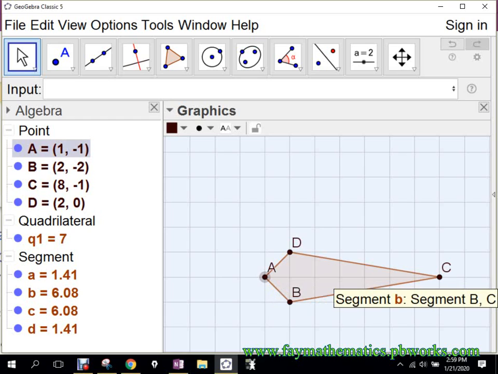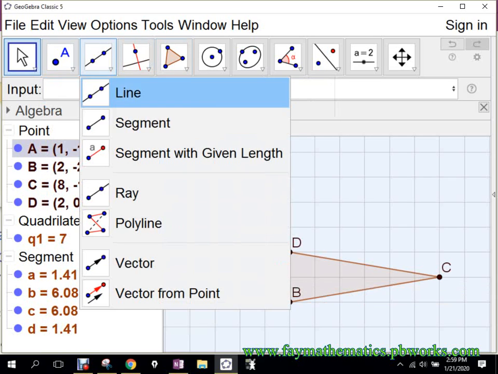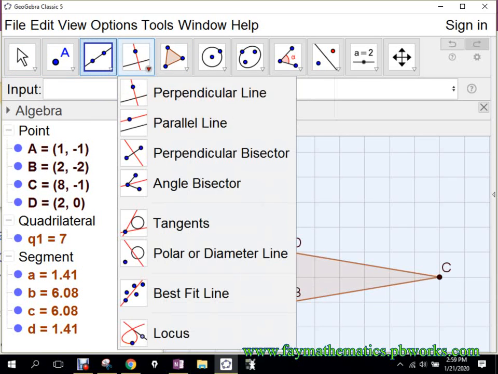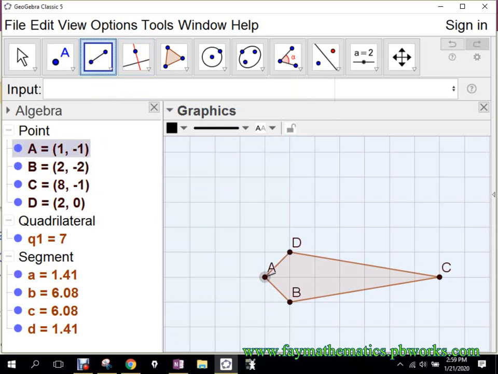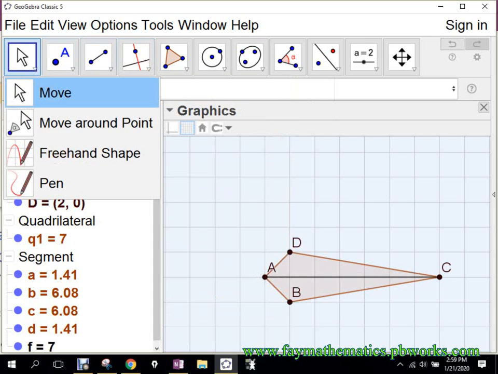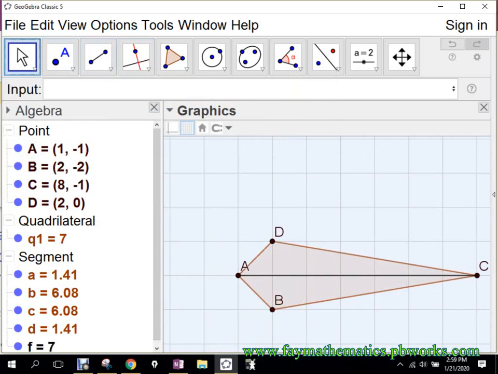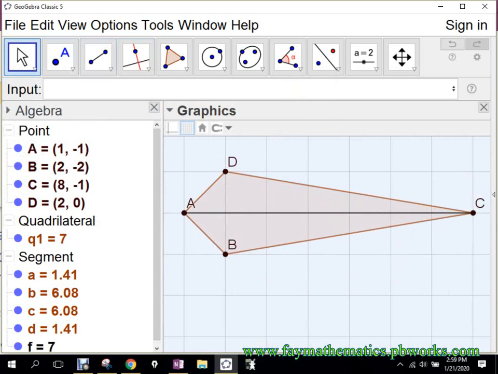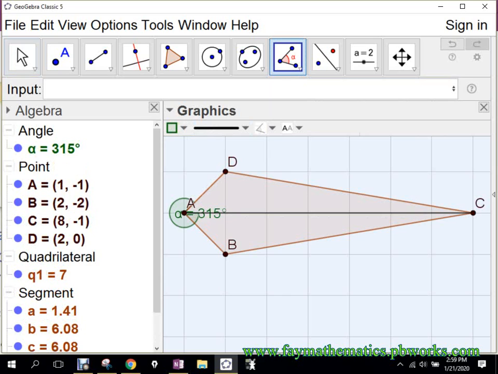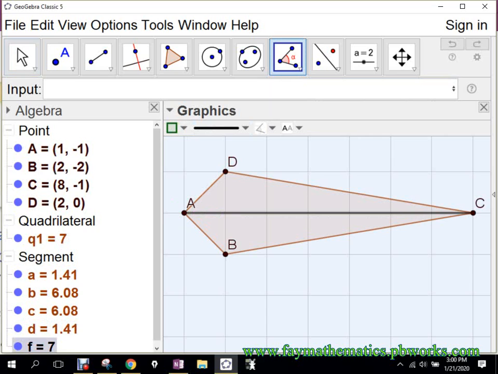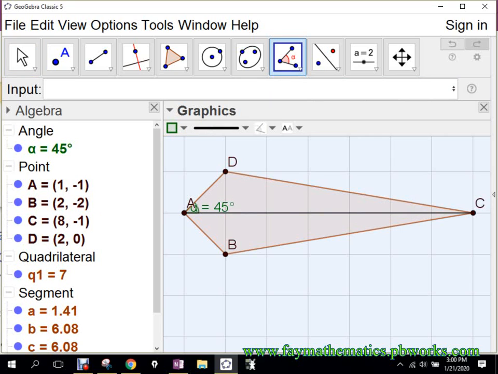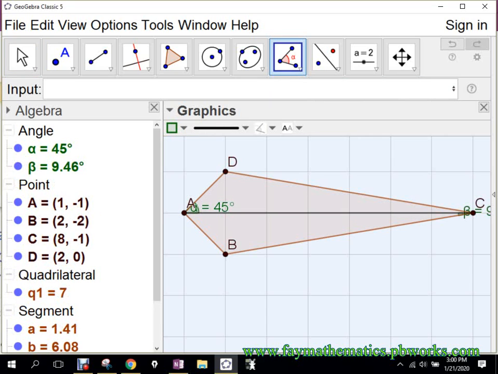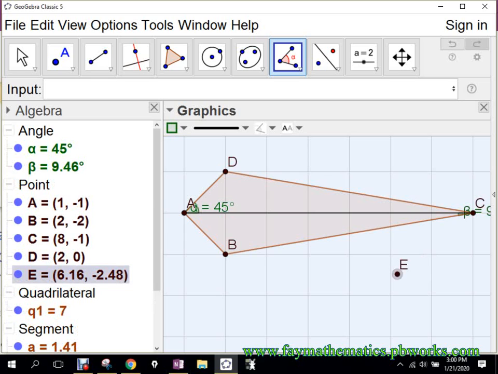So when I split those with that segment there, we'll just zoom in on this a little bit. This angle here where my cursor is looks like it's going to be 45 degrees, but I'll do it this way. That angle of 45 degrees is obviously not the same thing as that angle there, which they're saying is 9.46. Does that make sense to everybody?